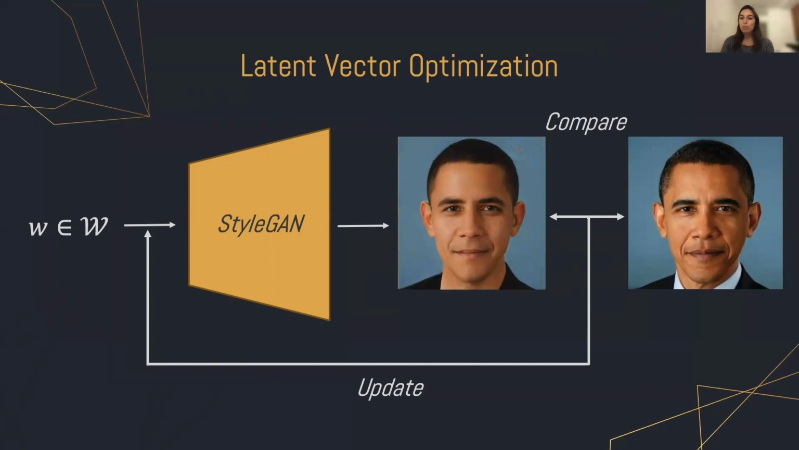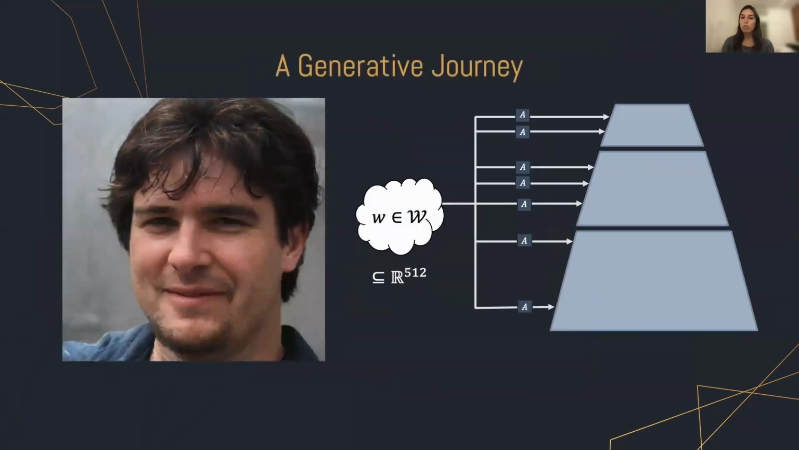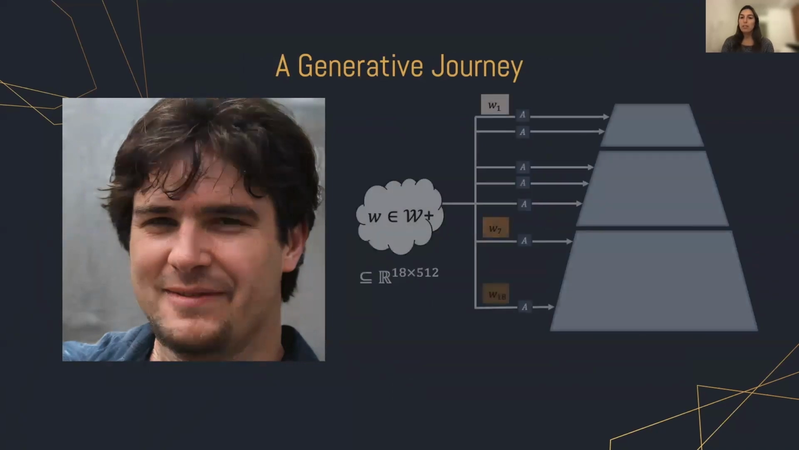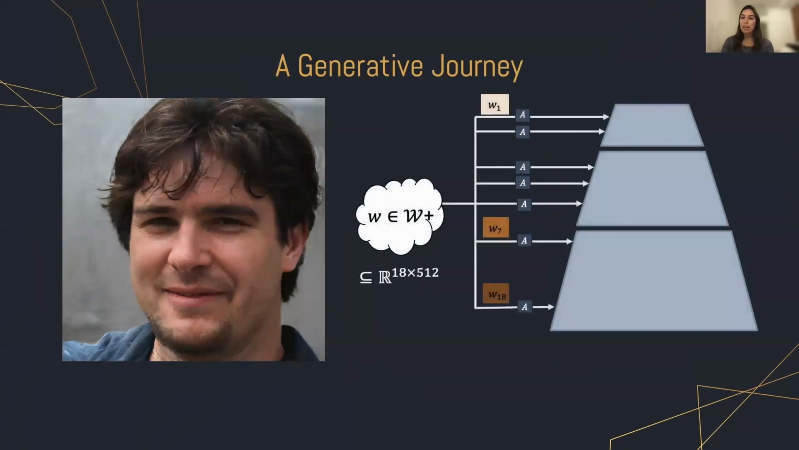A previous work called Image2StyleGAN concluded that W is not expressive enough to represent any real image. Their solution to this problem was to extend the latent space. Recall that in the original architecture of StyleGAN, we insert the same latent code W into all the layers. They proposed to extend the latent space by inserting different latent codes into different layers. For example, in the case of the human faces generator, where there are 18 layers, we have 18 different Ws. They called this extended latent space W+.